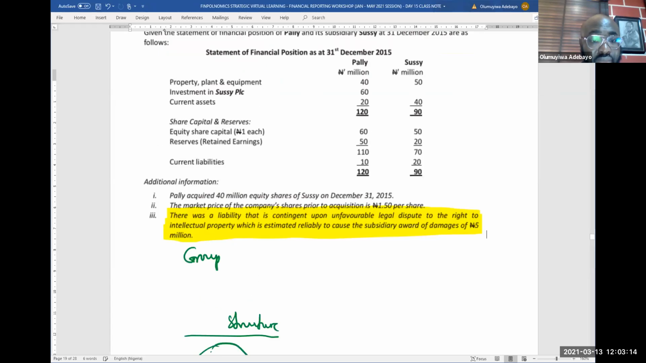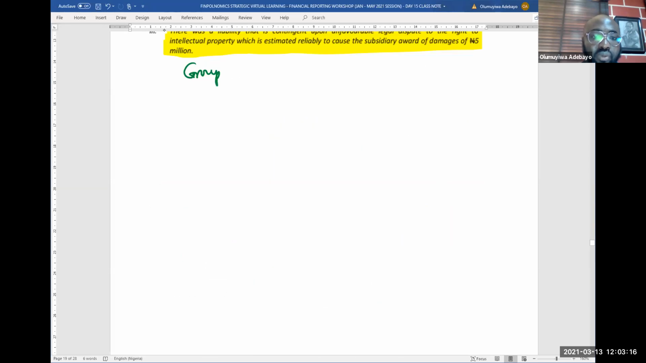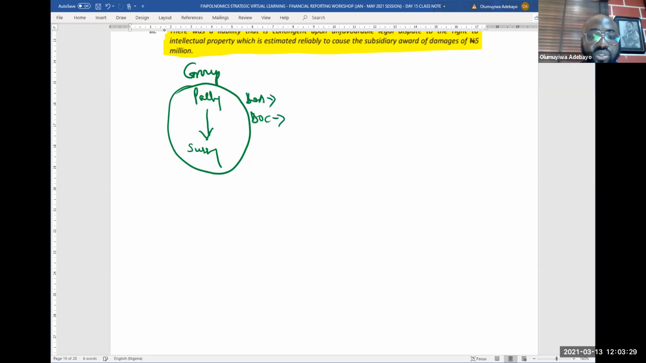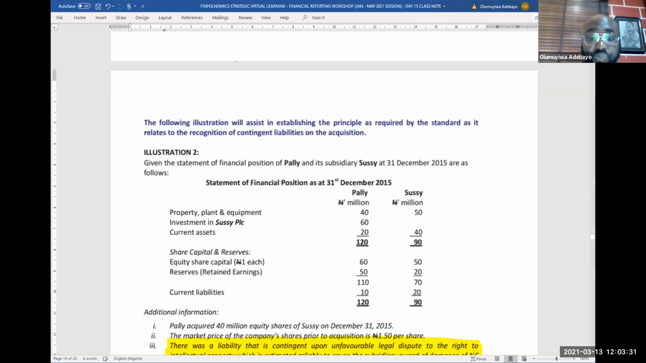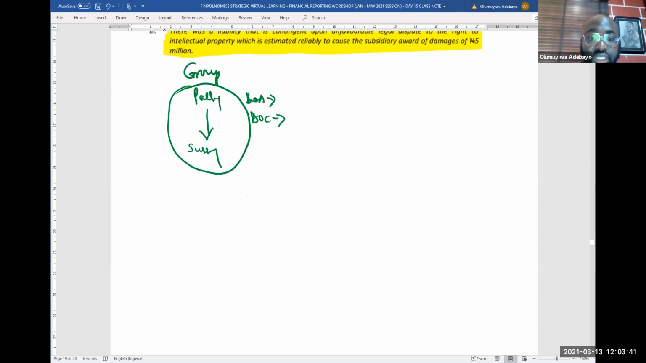What's the parent? Palace. And Suzy. Date of acquisition, date of consolidation. When is acquisition? The two dates are the same. Okay. It is acquisition. Therefore, 31st/12/2015.